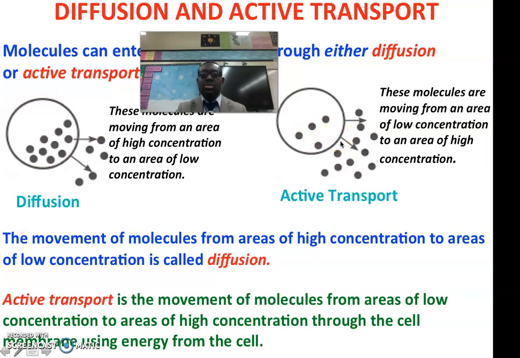And with active transport, you need energy. When someone is active, that means the person is using a lot of energy. But when someone is being passive, that means the person is not using energy. So diffusion is an example of passive transport. It doesn't require any energy. You are moving molecules from higher concentration to lower concentration. But when you are moving molecules from areas of lower concentration, you are moving them against the concentration gradient, and that requires energy. That's active transport.